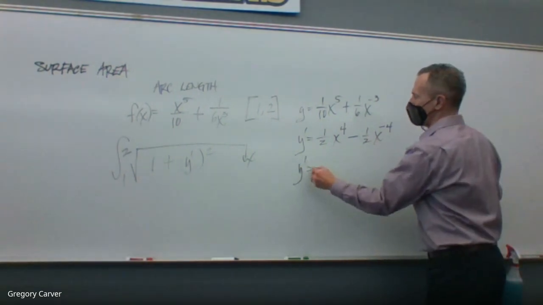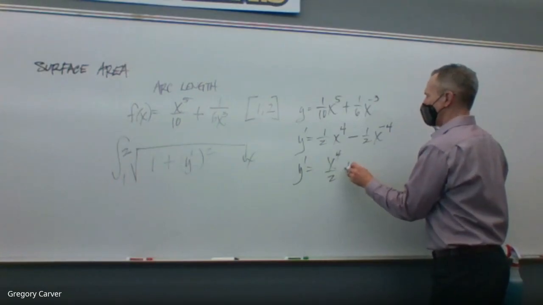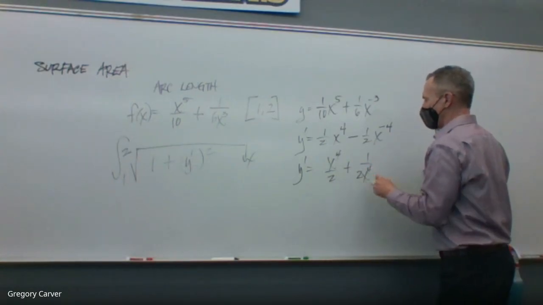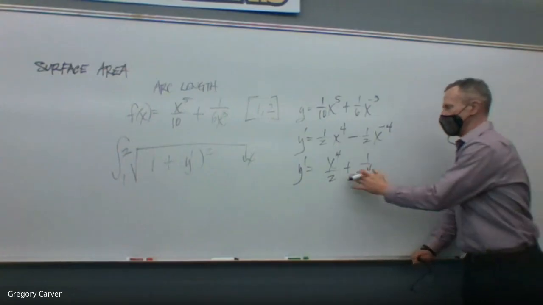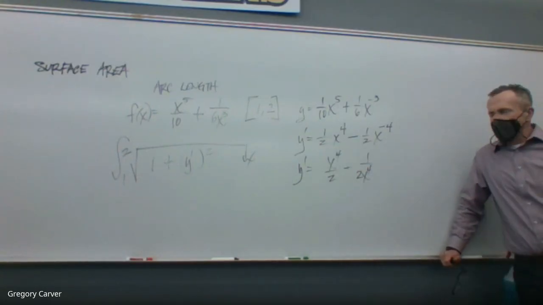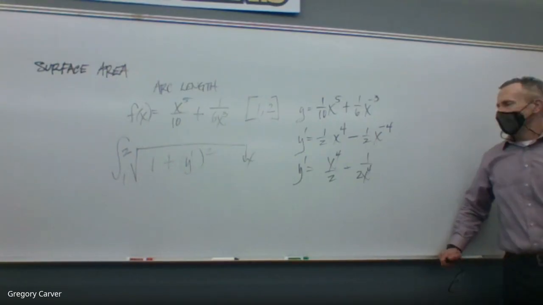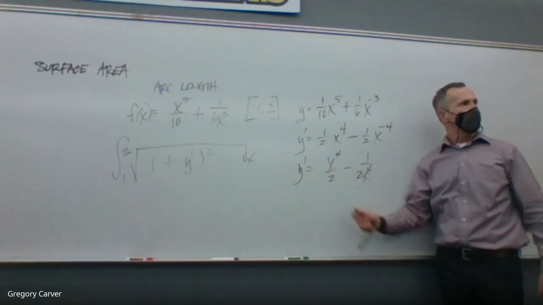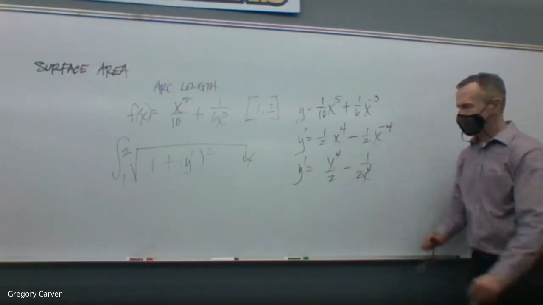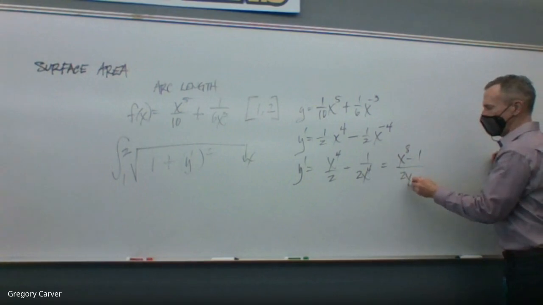All right, let's rewrite this. So I got y prime then is equal to x to the 4th over 2 plus 1 over 2x to the 4th. Sorry, that's minus. Thank you. I think everything else looks okay, right? Sweet. Let's get a common denominator. Come on, it'll be fun. Multiply this top and bottom by x to the 4th. This is the same as x to the 8th minus 1 all over 2x to the 4th.